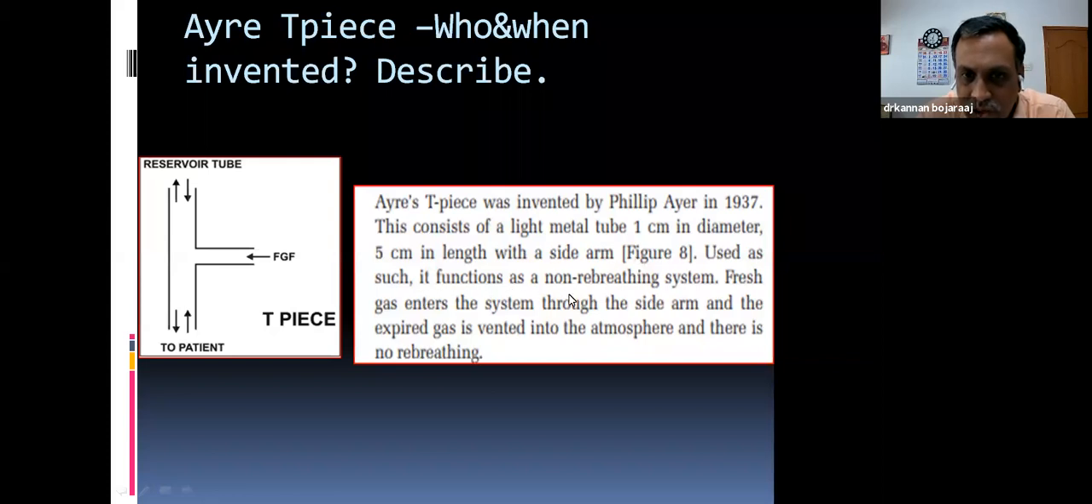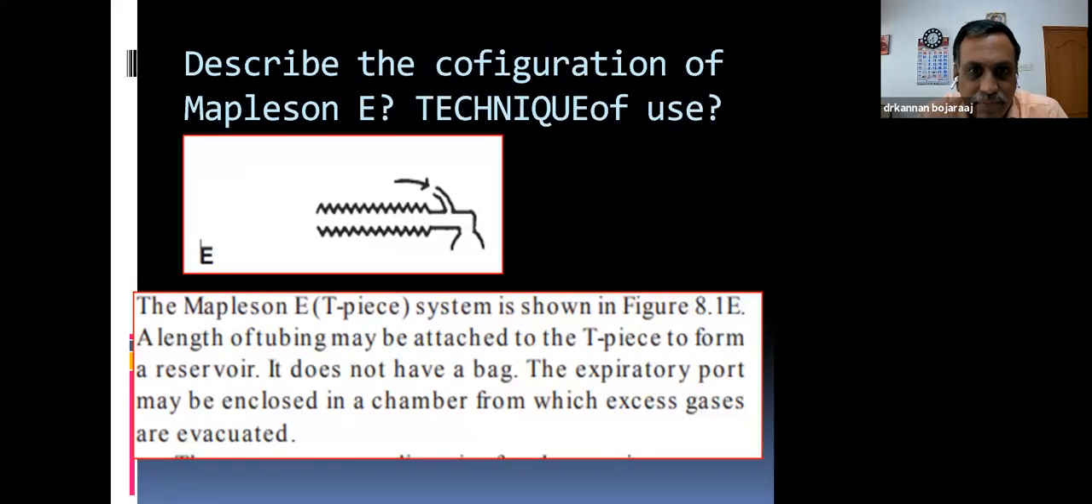It functions as a non-rebreathing system, and fresh gas enters through this side arm. So see that the fresh gas enters through this side arm only. And another port is for the patient and another port for the reservoir tubing. That is the assembly of this T-piece system. Okay. Describe the configuration.